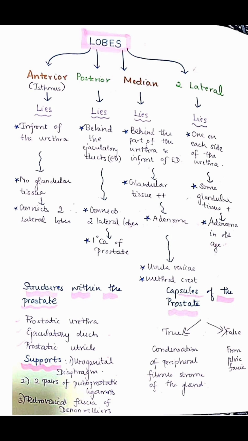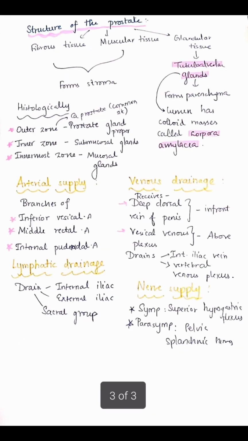So let's see about the structures within the prostate. The structures are prostatic urethra, ejaculatory ducts, prostatic utricle. The supports of the prostate are urogenital diaphragm, 2 pairs of puboprostatic ligaments and retrovesical fascia of Denonvilliers. So there are 2 capsules for prostate, true and false. True capsule is formed by the condensation of peripheral fibrous stroma of the gland, and false is derived from the pelvic fascia. The true capsule is very closely related to the gland, while the false capsule encloses the urinary bladder and the prostate gland.